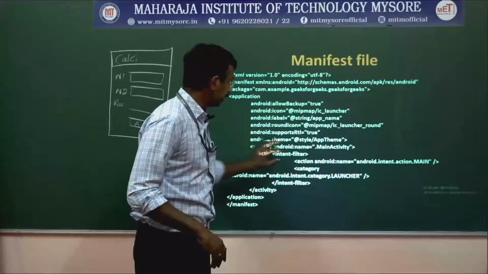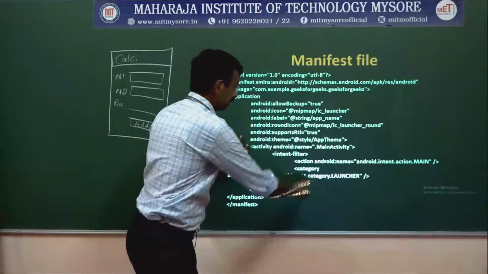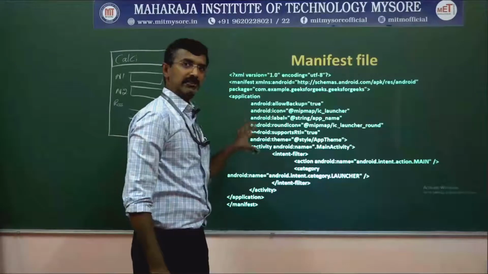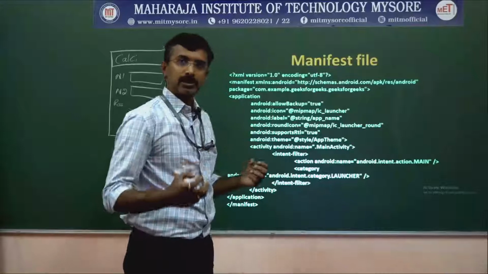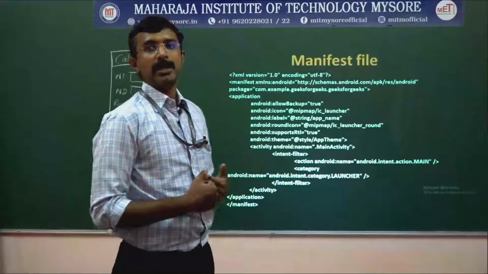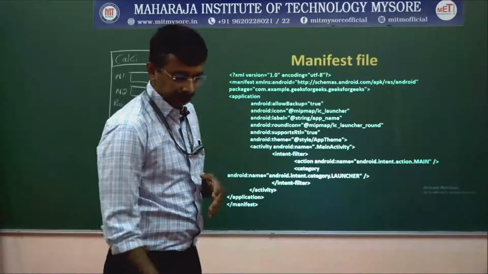We mention it as main.activity. This is an activity which has to be launched, so this is a launcher file. Even this information is maintained. So all your metadata, all activities, everything is maintained in your manifest file. This is the main importance of your manifest file.